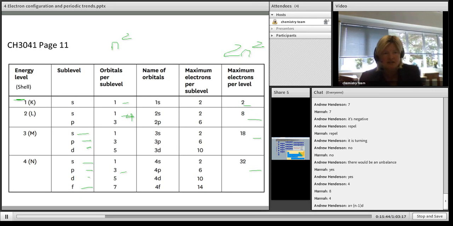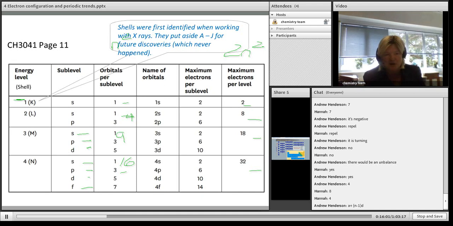Right. Okay. So we should have a maximum of 9 here. And we should have a maximum of 16 orbitals over there. Okay. Right. So Andrew, you've come up with a complicated one, but it probably works too, but just saying n squared works just as well.